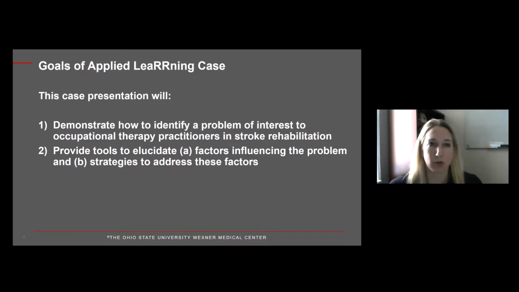So for today, the goal of this applied learning case is that we'd like you to leave with an idea of how you yourself, within your organization, your clinic, your own learning health system, can identify a problem of interest to your own practitioners. We're going to be talking about a problem of interest that is meaningful to occupational therapy practitioners in stroke rehab, but certainly this work can transcend across different disciplines and different areas of practice. We also plan to leave you with tools to help you identify factors influencing the problem of interest, as well as strategies to then address those identified factors.